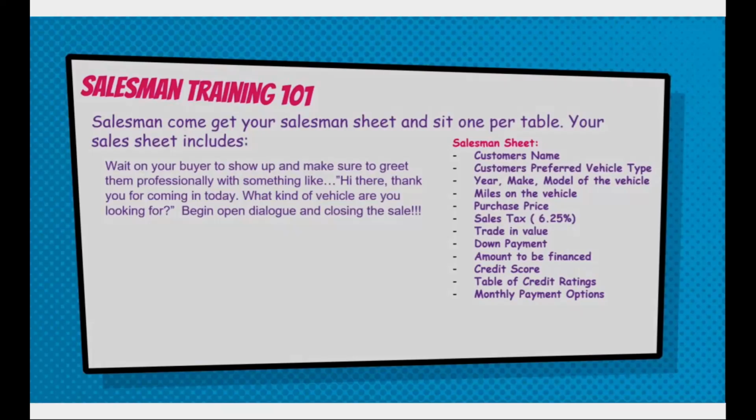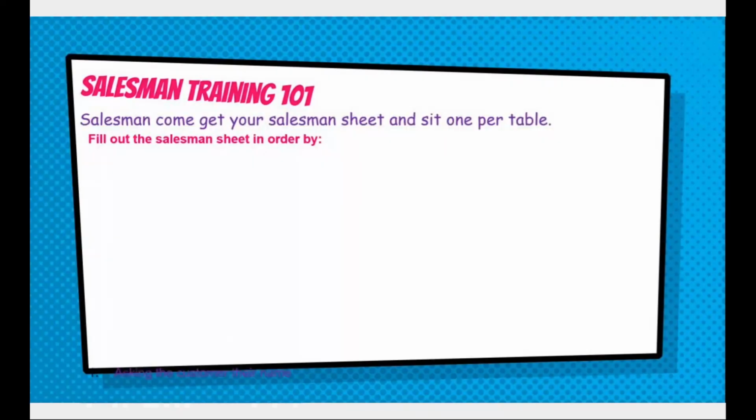So what the salesman's going to do is you're going to wait on your buyer to show up, and you're going to make sure when they come over to you that you greet them professionally. Something like, "Hey there, thank you for coming in today. What kind of vehicle are you looking for?" And this is where your dialogue begins.